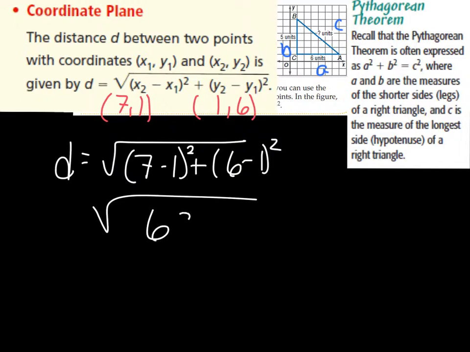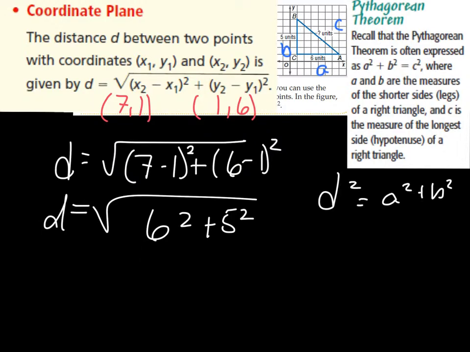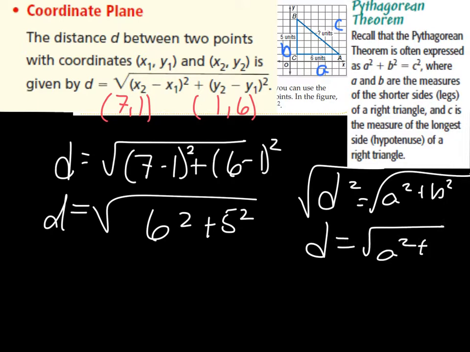6 squared plus 5 squared. Okay, now this looks a little bit different than the Pythagorean theorem, because instead of the d being squared, they went ahead and took the square root of both sides of the equation. So it's very familiar to us as the Pythagorean theorem, just as a d instead of a c. Okay, we've done that same problem twice now.